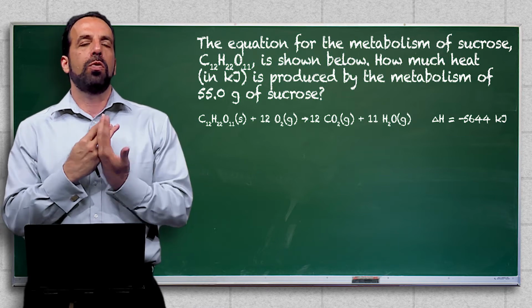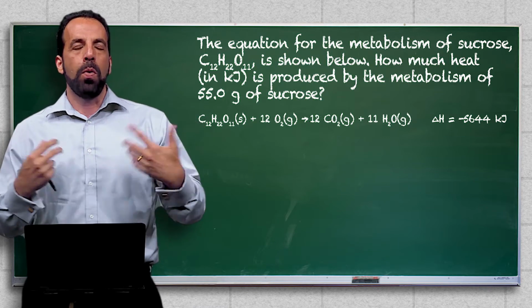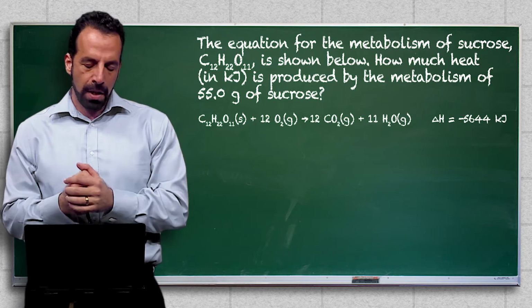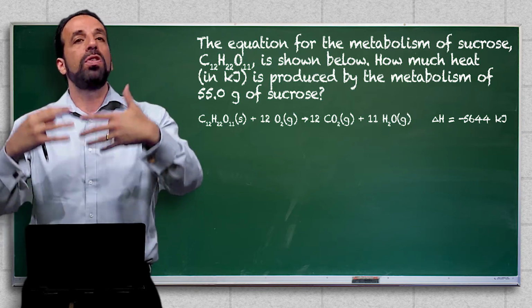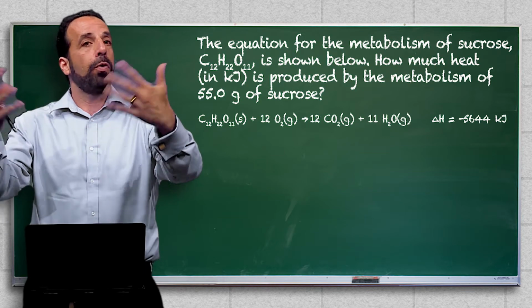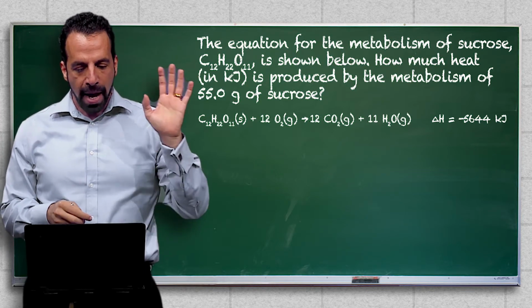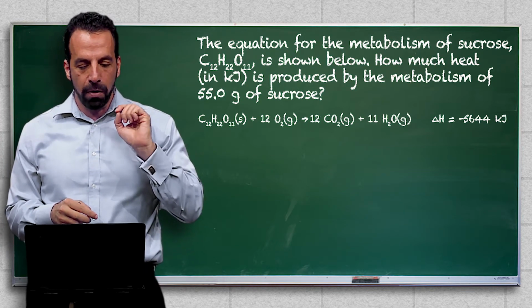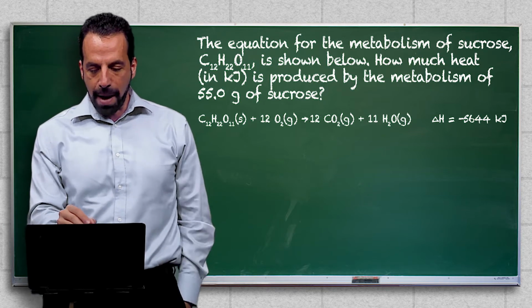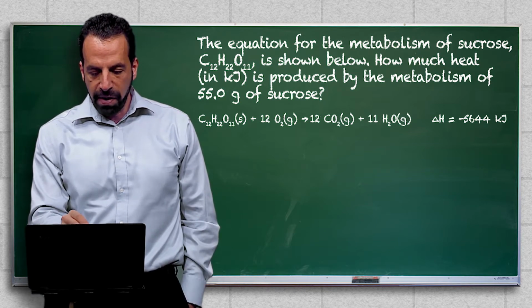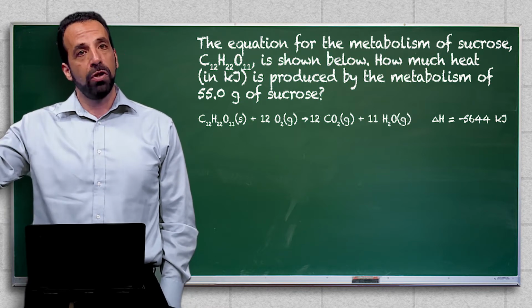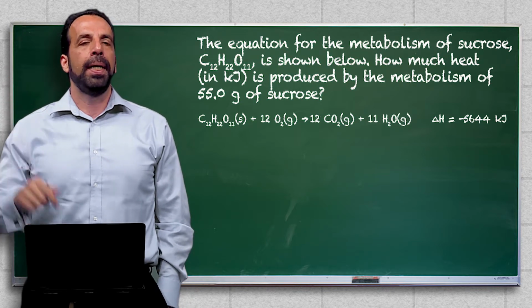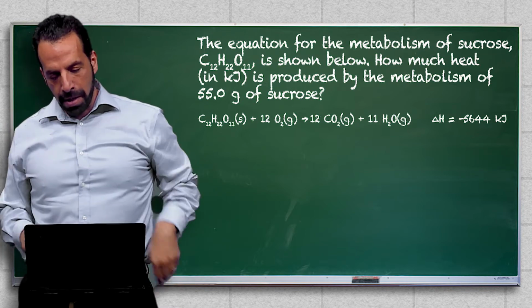So sucrose is just regular table sugar. And so when you ingest sugars, carbohydrates, your body metabolizes it in order to produce energy. So you give off energy. It's an exothermic reaction, essentially. In this case, we're saying how much heat in kilojoules is produced by the metabolism of 55 grams of sucrose. So you consume 55 grams of table sugar. Well, how much energy does your body get from that, basically?